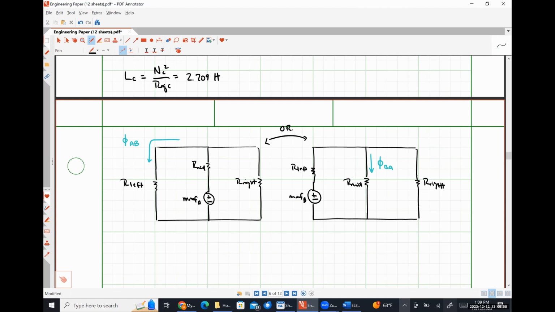For what it's worth, we will get the exact same result regardless of which one we choose. So we just choose the one that seems easiest to us. So which one seems easiest to you guys? The second one, okay. So finding the flux generated by coil B that's passing through coil A.